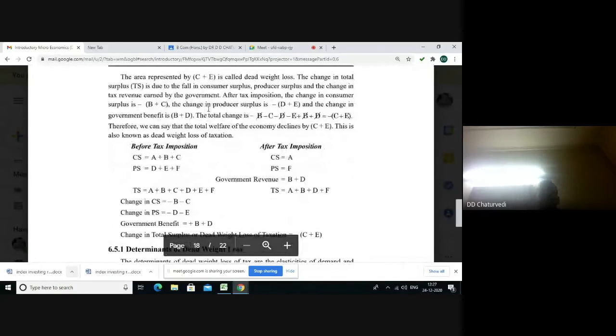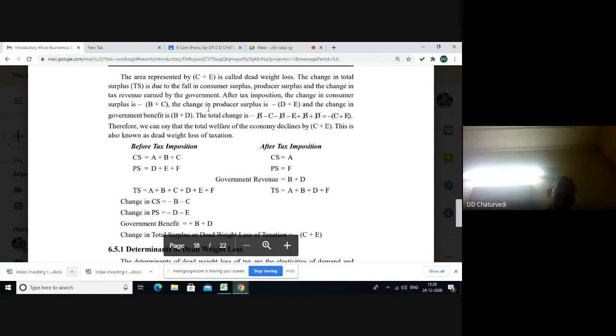So we can say before tax imposition, consumer surplus is A plus B plus C. After tax imposition, consumer surplus is A. Producer surplus before tax imposition is D plus E plus F. After tax imposition, producer surplus is F. And the government revenue is equal to B plus D. Total surplus before tax imposition is equal to the areas A plus B plus C plus D plus E plus F. And total surplus after tax imposition is equal to areas A plus B plus D plus F. We find that consumer surplus has decreased by the amount shown by the area B plus C, and producer surplus has decreased by the amount shown by D plus E.